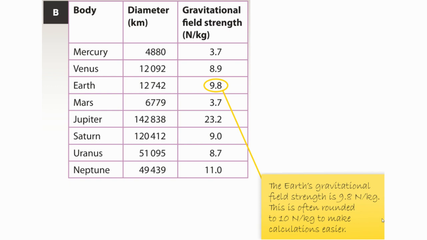However, this is slightly complicated by the gas giants, which you can see are much greater than the Earth in diameter, and yet their strength of gravity is similar, if not slightly less, in the case of Uranus.